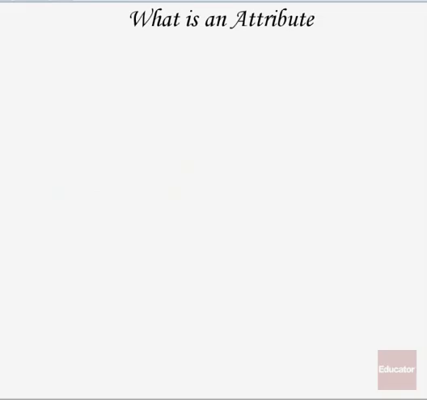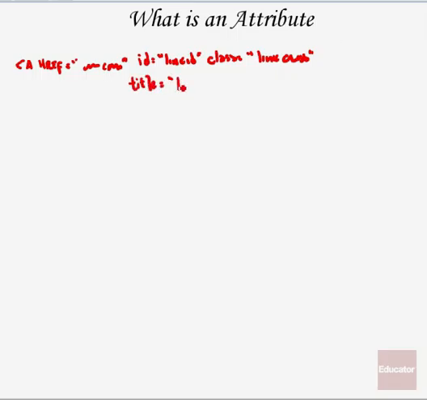So for example, if I were to have a link here, build a link out: a href equals some link.com, ID equals link ID, class equals link class, title equals link title, etc., etc. And this is the link. Close out the tag.